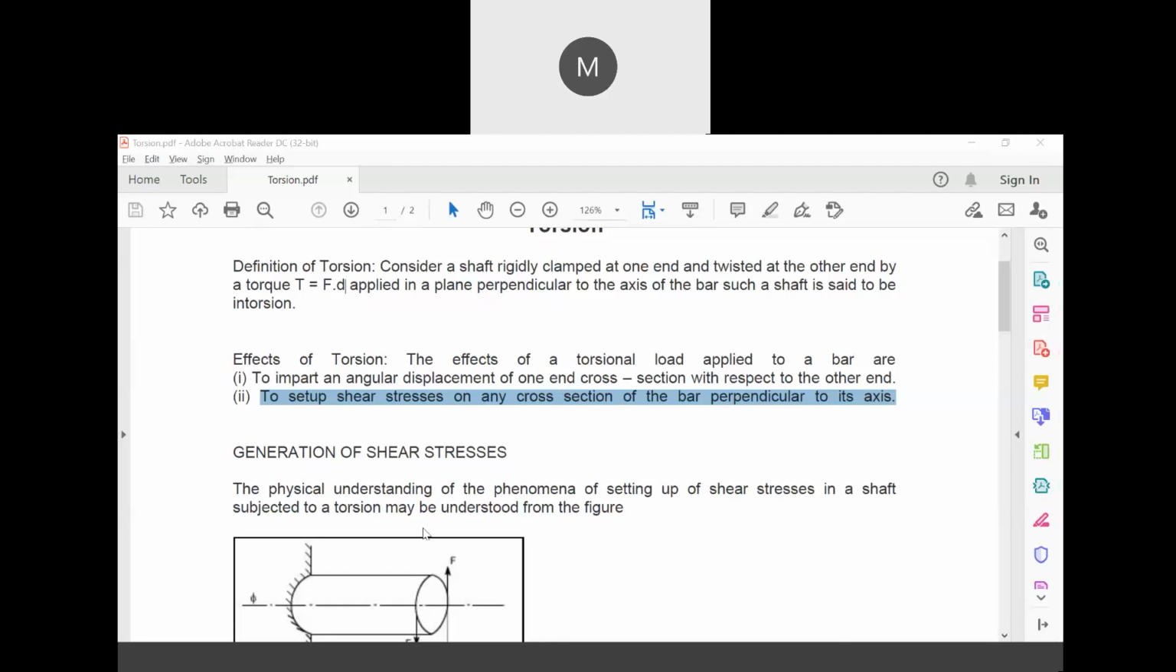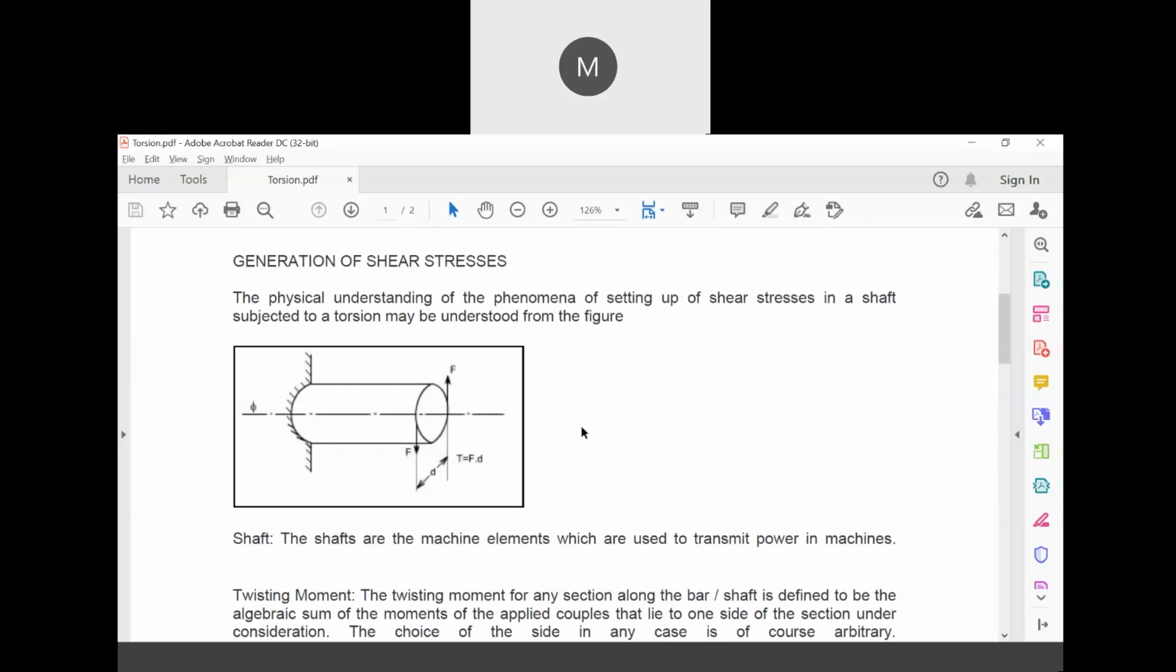Now, generation of shear stress. Now, if you see this figure I just told you about, it is fixed at this side. Now, if it is fixed at this side, and eventually you apply this twisting moment on it, then it will continue to rotate on the other side, right? So in this way, what will happen? There will be deformation, and that deformation will be a shear deformation, okay? I hope this is clear. There will be a deformation and that deformation will be a shear deformation. Okay.